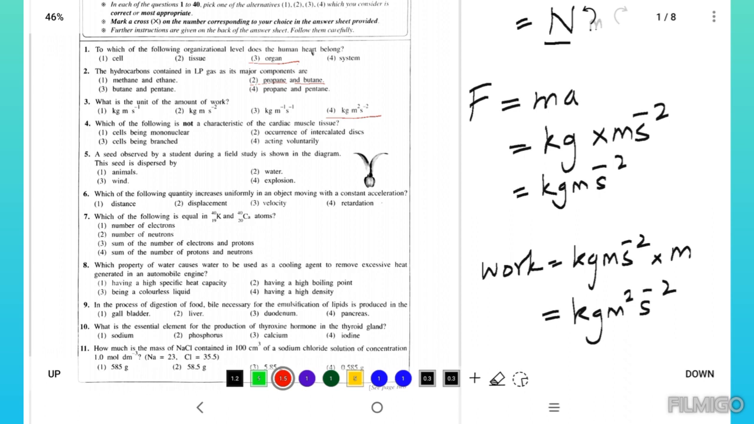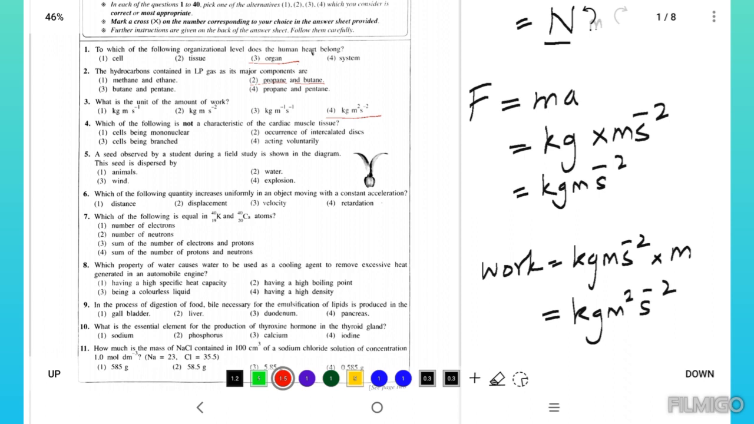Question number 4. Which of the following is not a characteristic of cardiac muscle tissue? You know, there are 3 types of muscle tissues: smooth, skeletal and cardiac. Cells being mononuclear. Mononuclear means each cell has only one nucleus. Yes, that is correct. Occurrence of intercalated discs. Out of the 3 muscle tissues, only cardiac muscle tissue contains intercalated discs.